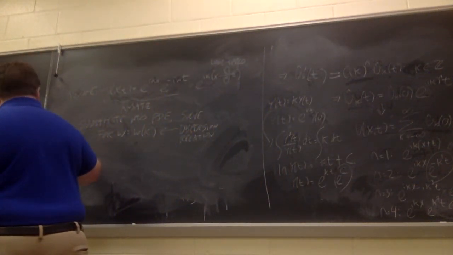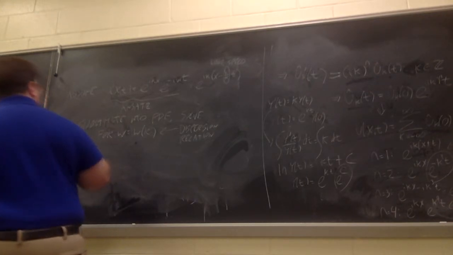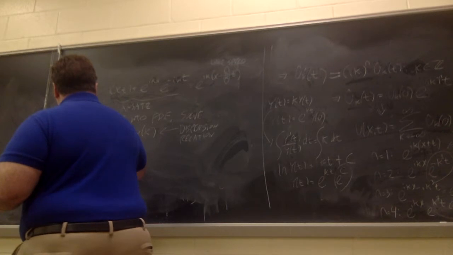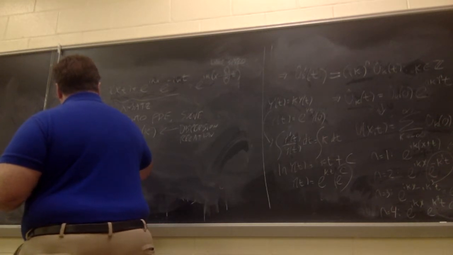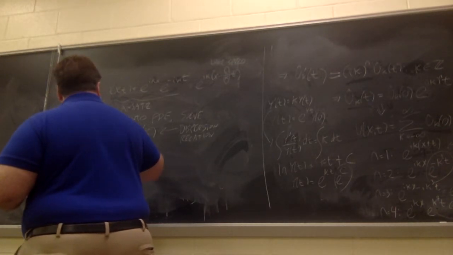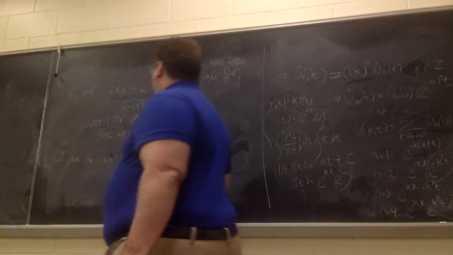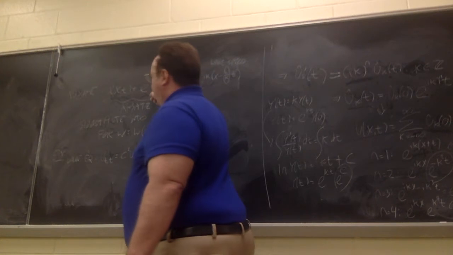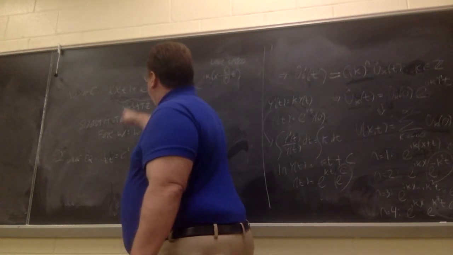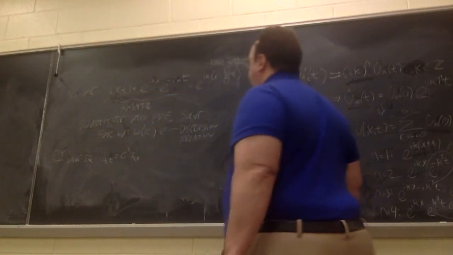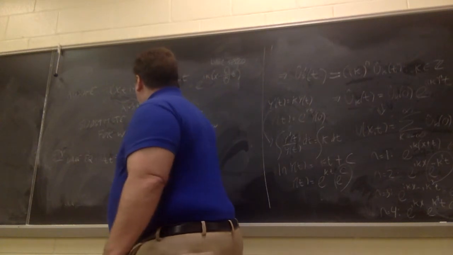Like the wave equation, u_tt is equal to c squared u_xx. So all I have to do is take this, use my ansatz, and substitute that into both sides of the PDE.